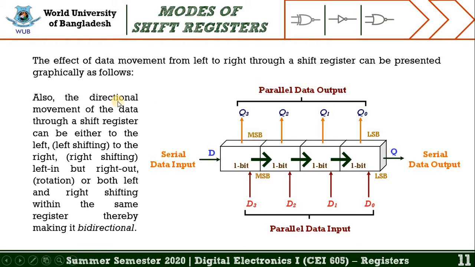Also the directional movement of the data through a shift register can be either left shifting, right shifting, left in but right out rotation, or both left and right shifting within the same register, thereby making it bidirectional. So let's move into the next slide.